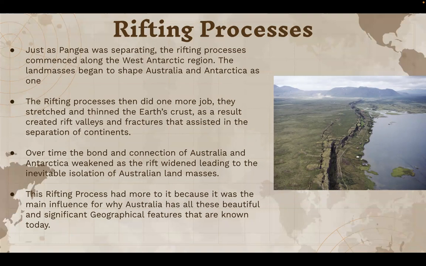So this rifting process had more to it because it was the main influence of why Australia had all these beautiful and significant geographical features that are known today. And on this picture, you can see the little rifting process beginning, and probably after a few thousand years or 100 years, these two lands will just be completely separate from each other.